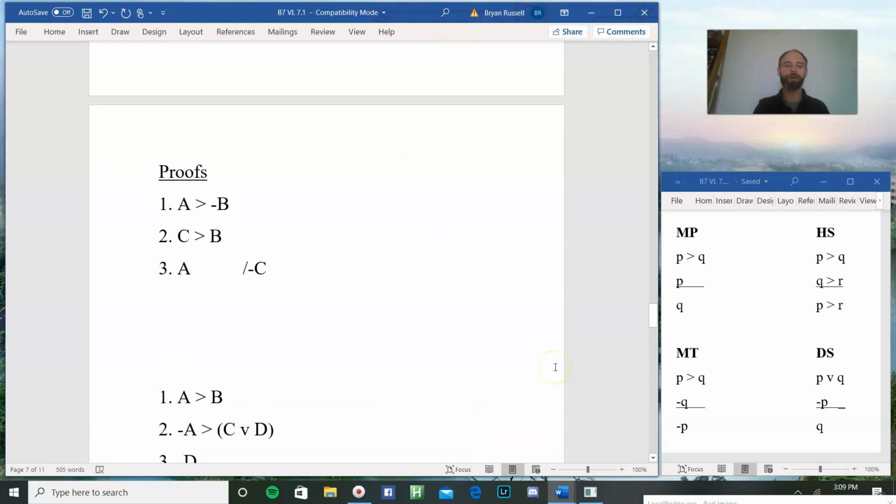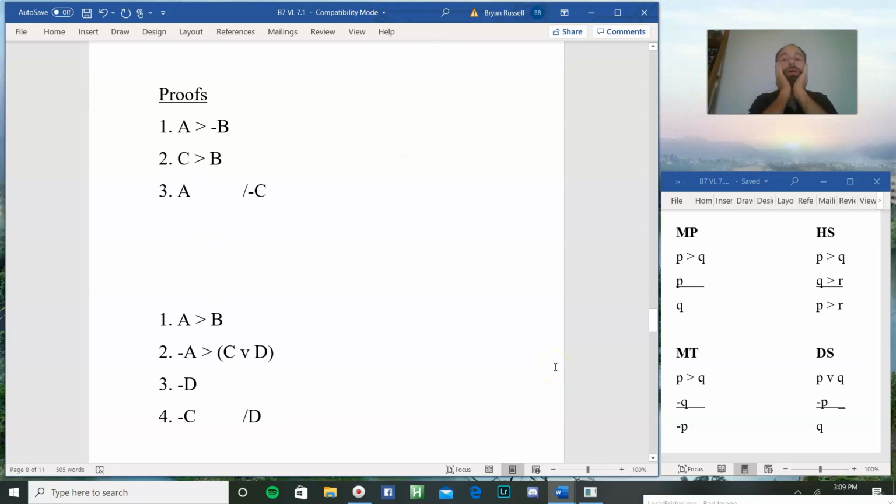Hopefully you're following along, because finally we're going to get to what we're really building up to in this chapter, and those are the proofs. So the proofs are set out like this. We're given some information. So here we're given A horseshoe tilde B. We're also given C horseshoe B. And finally we're given A. And the game is to try to build a bridge from that information, those 3 given premises, to this conclusion, tilde C.